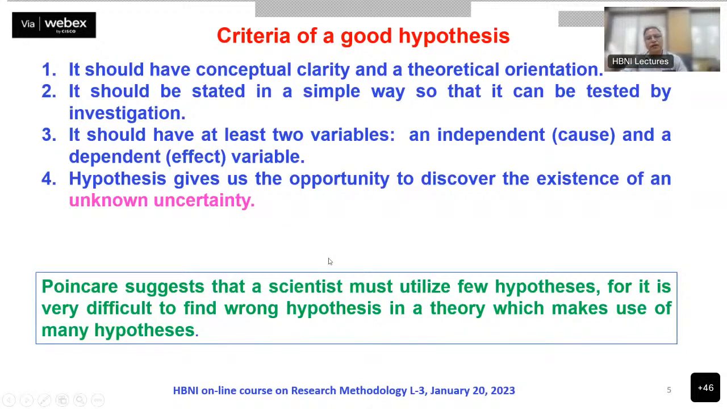So how many hypotheses can you make? Poincare in his Science and Methods book suggests that a scientist must utilize few hypotheses. Don't make too many hypotheses. Otherwise, it is very difficult to find a wrong hypothesis in a theory which makes use of many hypotheses. So science starts with a general statement. You have one statement, and then you try to prove or disprove it. Mostly you will have one statement which can have this or that way options. Don't make too many hypotheses in the same research work.